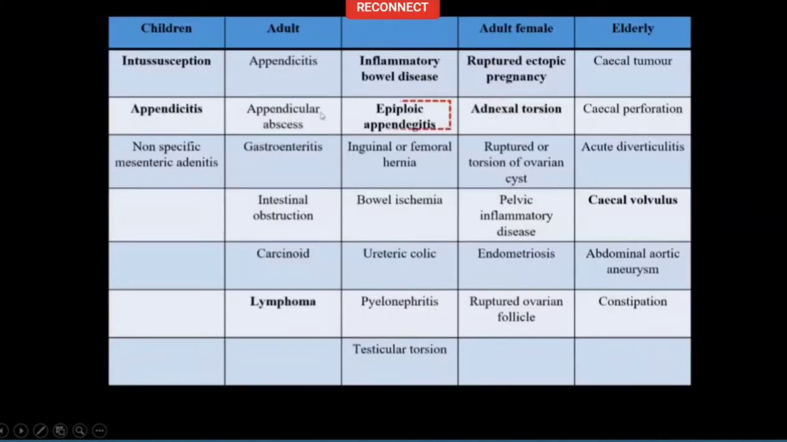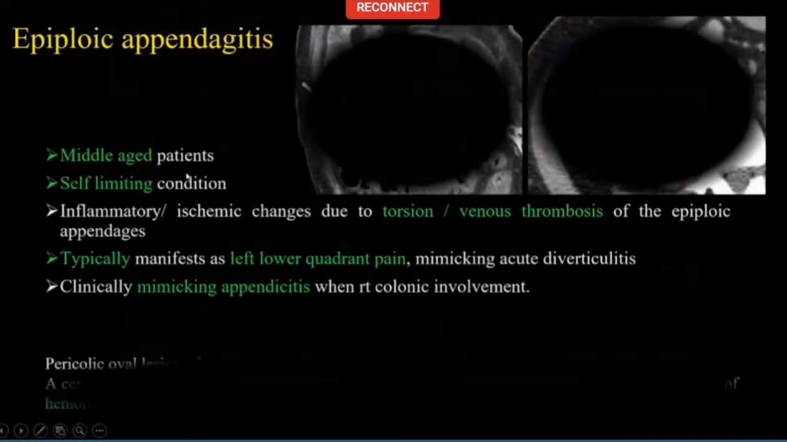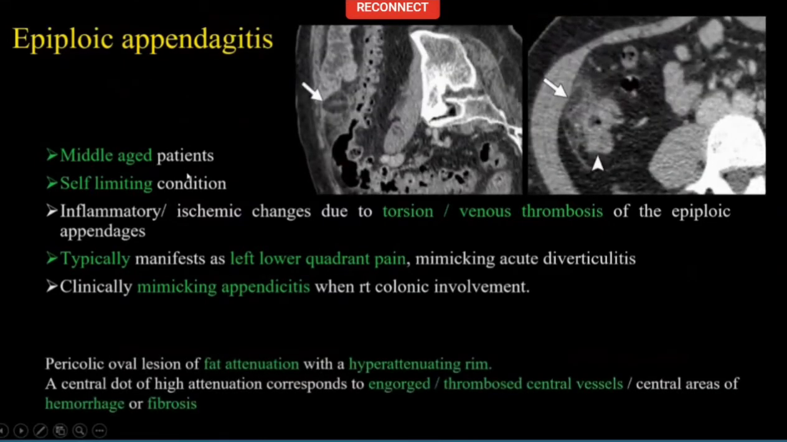Going to the next, that is epiploic appendagitis. Epiploic appendagitis, basically these are the peritoneal pouches which arise from the serosal surface of the colon. It is usually seen in middle-aged patients, but it is a self-limiting condition. It happens usually because of the torsion and the venous thrombosis of the epiploic appendages. Typically, it will present as left lower quadrant pain, but rarely it may mimic appendicitis.